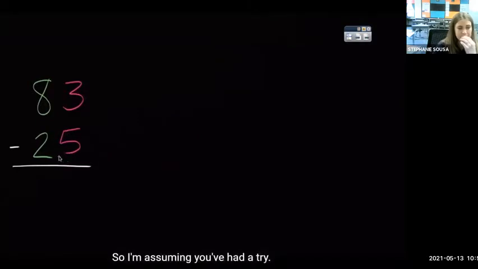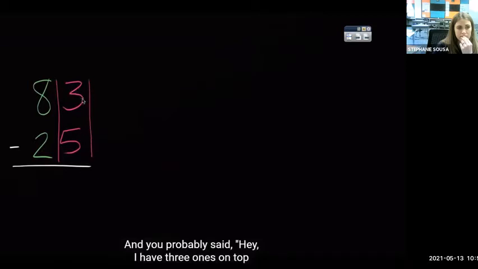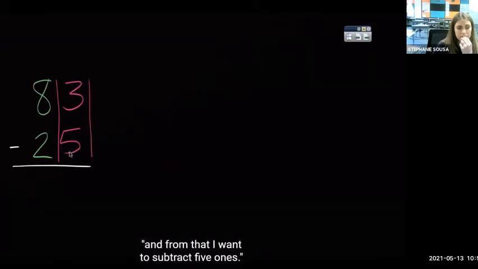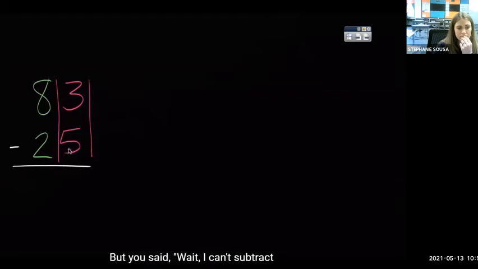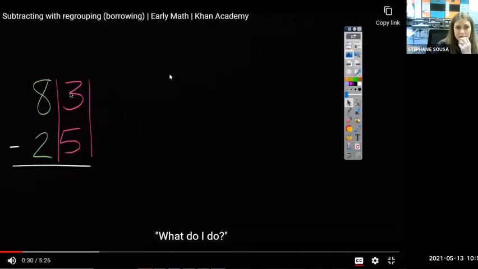And I encourage you to pause the video and see if you can work through it. So I'm assuming you've had a try, and when you tried to work through it, you probably first went to the ones place right over here, and you probably said, hey, I have 3 ones on top, and from that I want to subtract 5 ones. But then you said, wait, I can't subtract 5 ones from 3 ones. 5 is more than 3. What do I do?